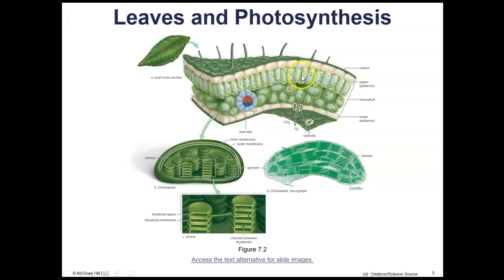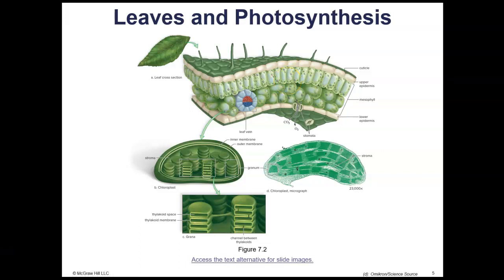But it is this tissue here, all of these cells that are lined up parallel to each other, and then even some of this tissue below that that's more irregular, is called mesophyll tissue. And all of these little green organelles are the chloroplasts.